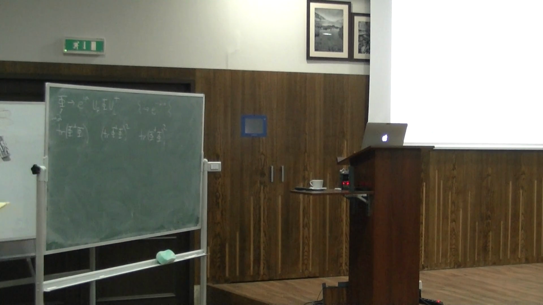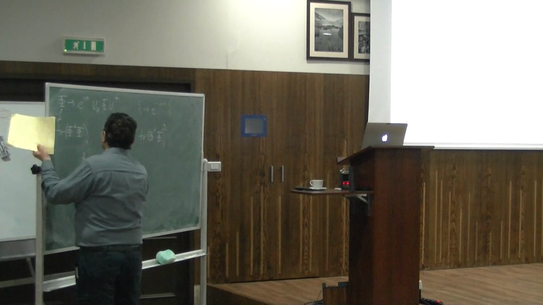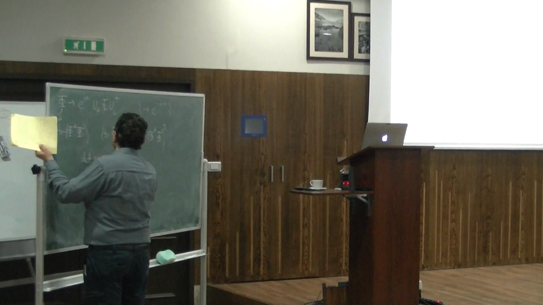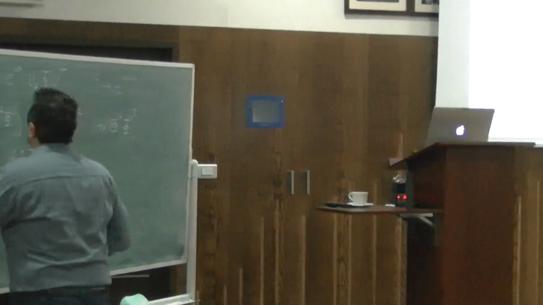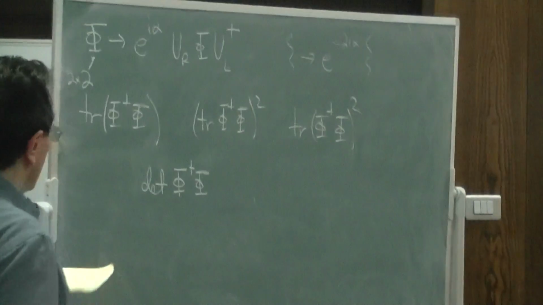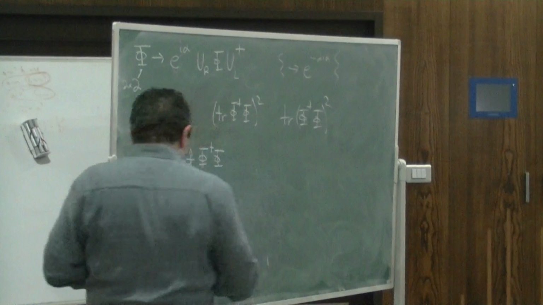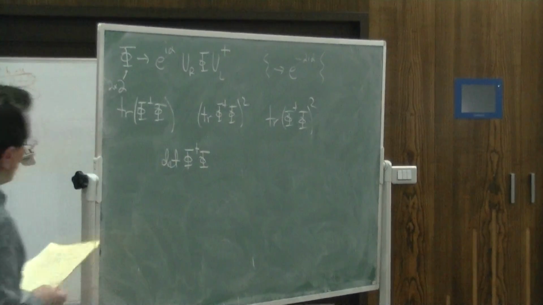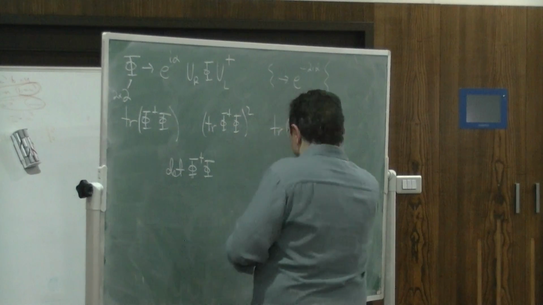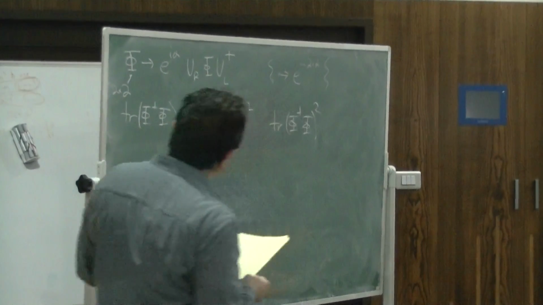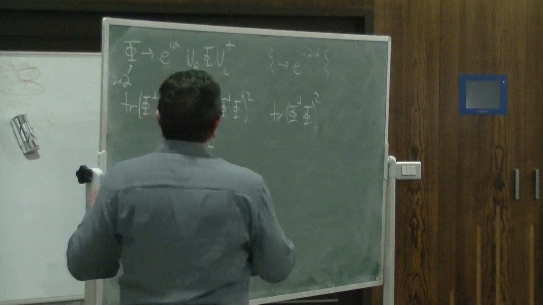Now, you might ask, I introduced determinant phi, so why can't I take determinant of phi dagger phi? If phi is a 2 by 2 matrix, this would also be a quartic invariant. And in fact, you can show that this is equal to a sum of these. And let me convince you why that's true.